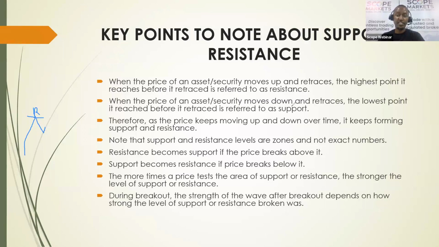When the price of an asset moves down, the lowest point it reached before moving up is what we are calling an area of support. So you'll find that in the market, the price will keep on creating areas of support and resistance.